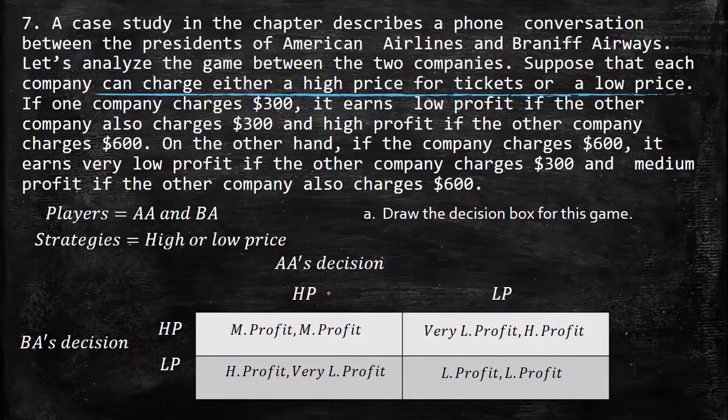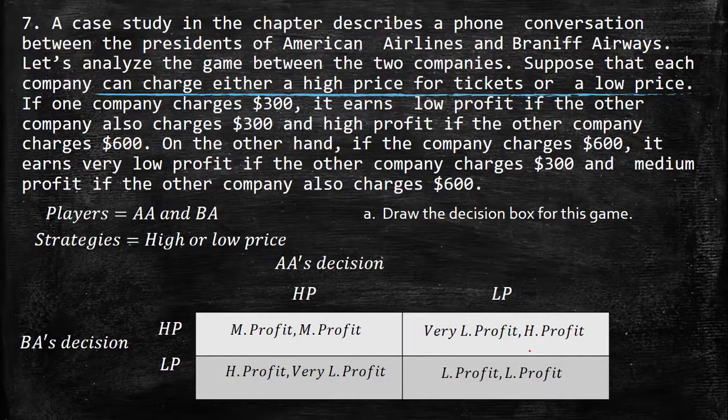Okay, if both charge high price. So then the other one should have low price and the other one high price. Then this one should have very low profit. Okay, the one who makes high price, and here the opposite. If BA's decision is a high price, he will get a very low profit, and the low price for AA's decision will bring high profit.